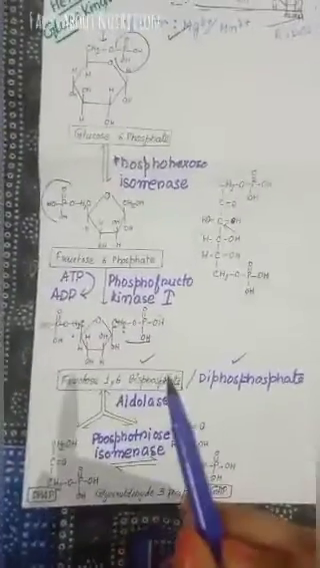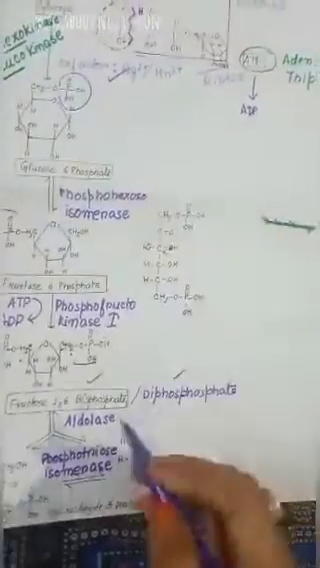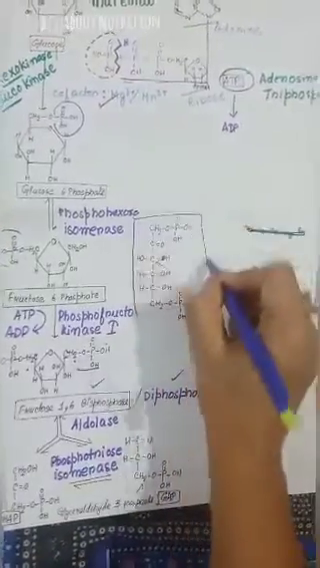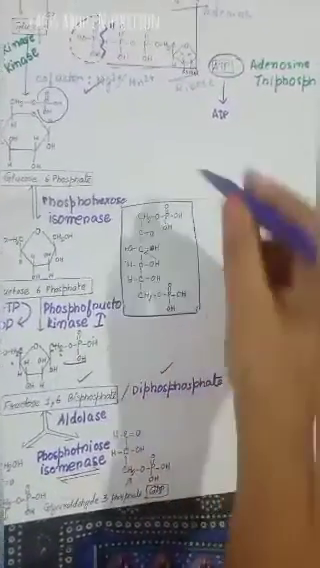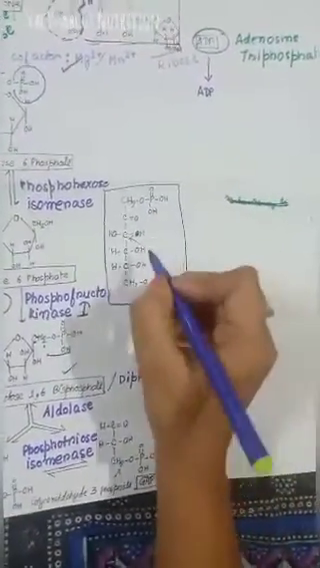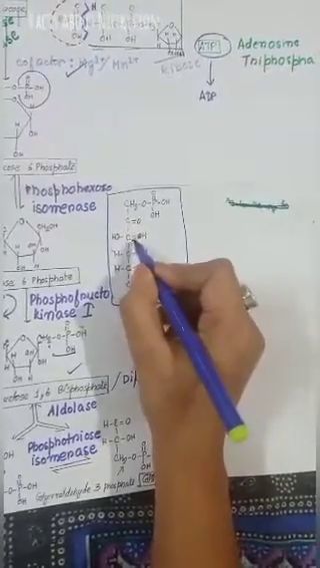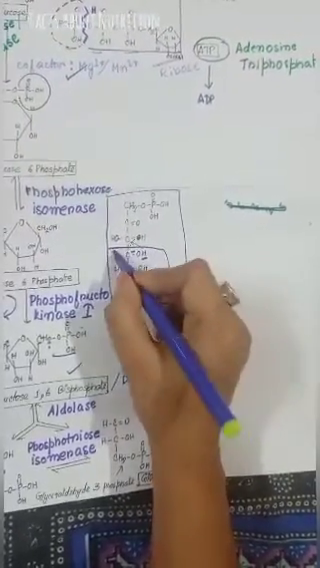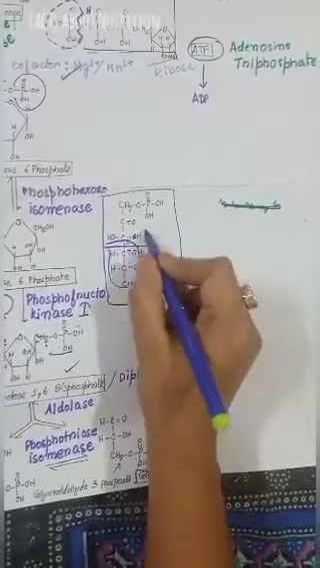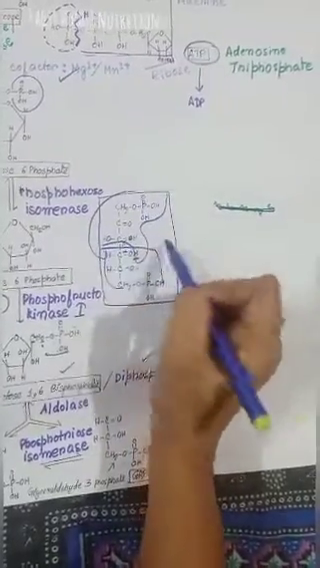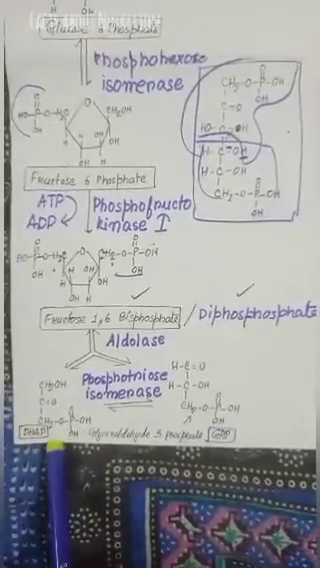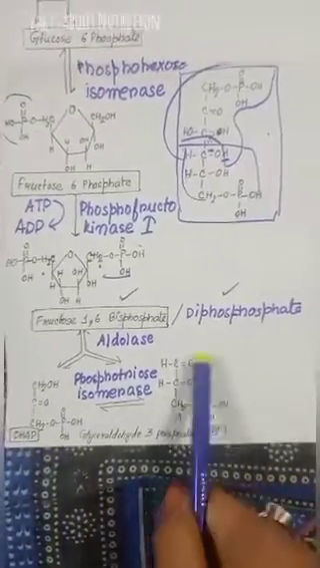Next, fructose 1,6 bisphosphate. This is the ring structure, but it will be more clear if we see the straight chain. What will happen? This H will shift to here. Therefore, it will become a double bond and this will be cleaved. And this particular thing will be joined to form another molecule. So, 2 molecules will be formed. Dihydroxyacetone phosphate or glyceraldehyde 3-phosphate.